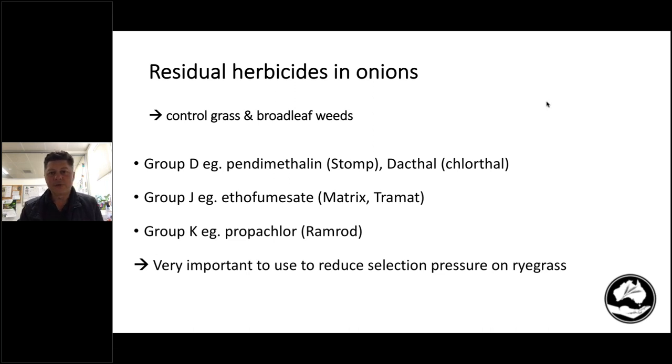Once upon a time, 30 years ago, 40 years ago, you could spray one herbicide and it controlled your weeds and you had nothing else to do in terms of controlling weeds. And that horse has bolted now. And now it requires several tactics. Otherwise, it just doesn't work.